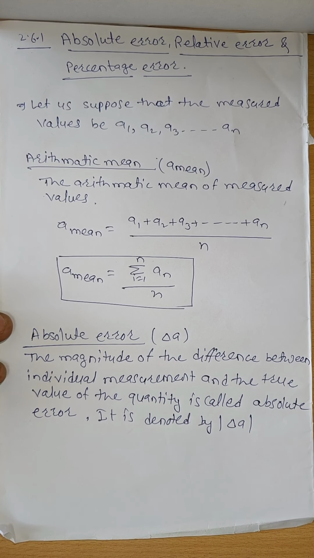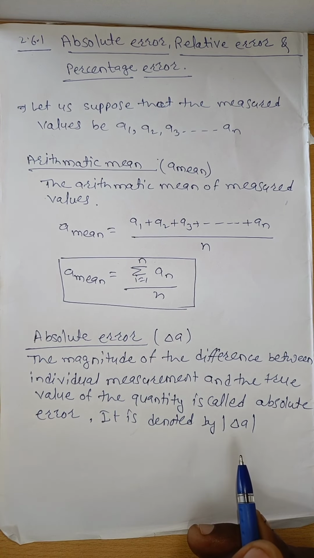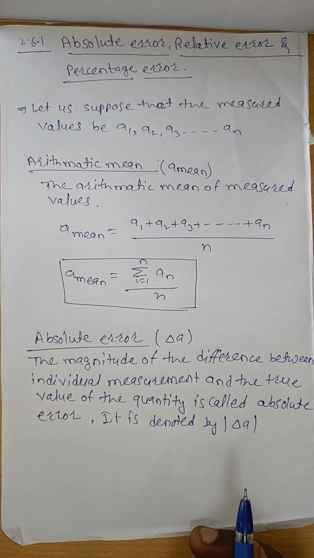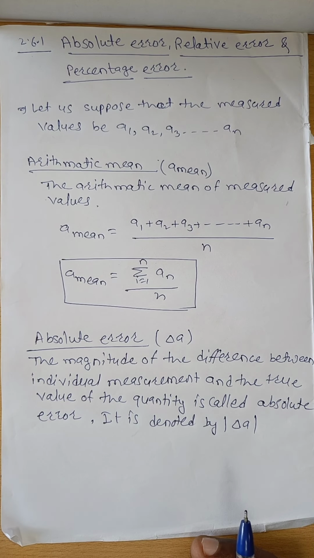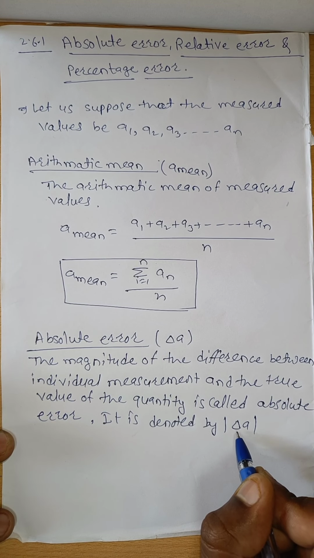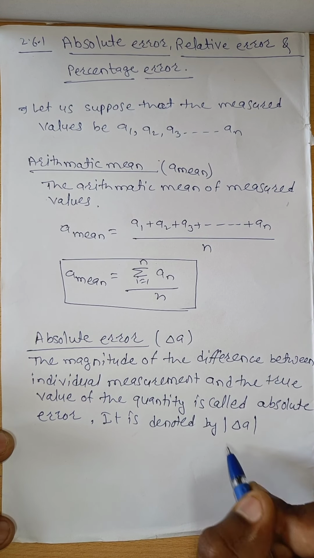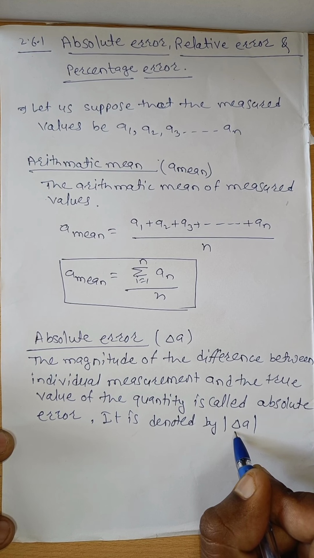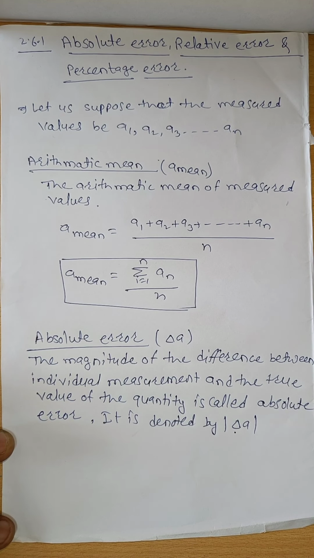What is meant by mod is that we take only positive values. If the value is negative, then we take that negative value as the positive value. If delta a is -2, then mod of -2 is nothing but positive 2. Mod always means we take the value as positive.